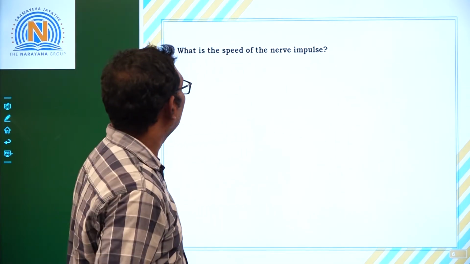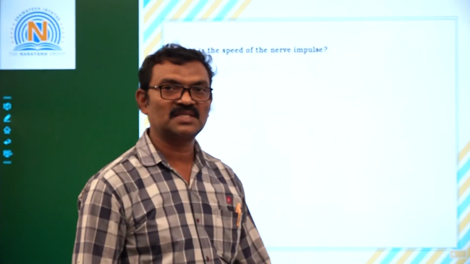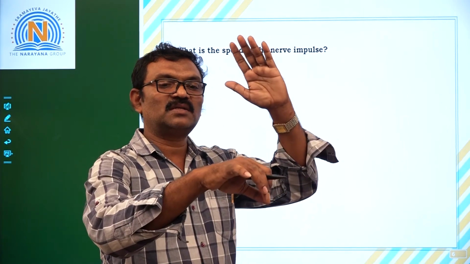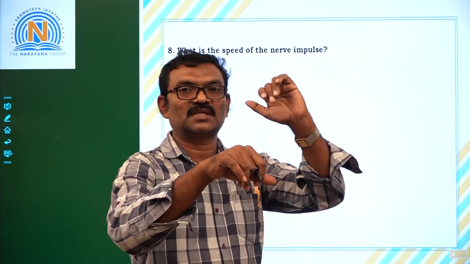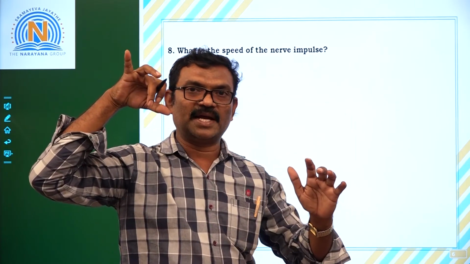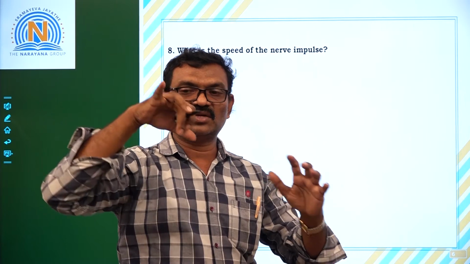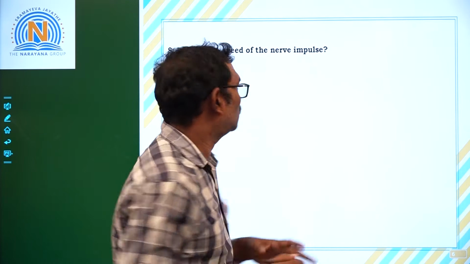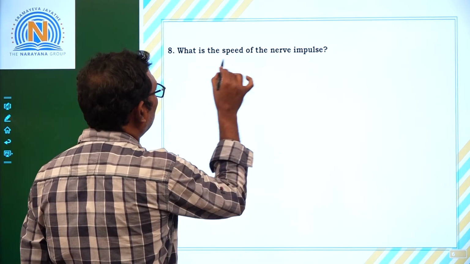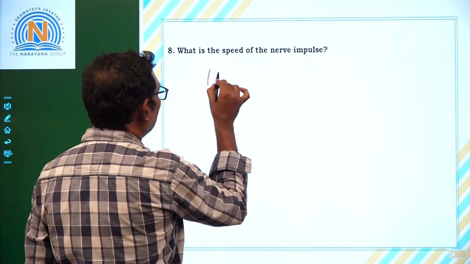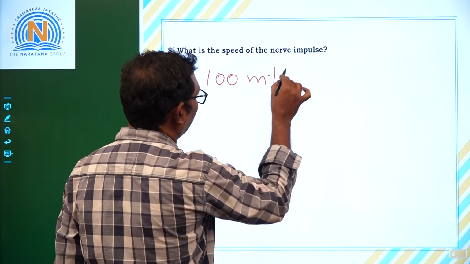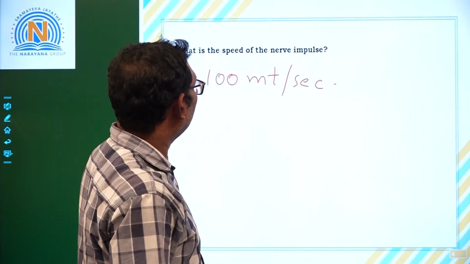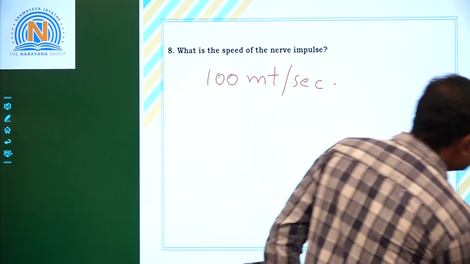Next, 8th question. What is the speed of the nerve impulse? Suppose my body received one stimulus. Then immediately I will take back my hand from the stimulus. So how much speed is it carried, that means from stimulus to response? The maximum speed of nerve impulse is 100 meters per second. 100 meters per second speed the nerve impulse is carried in our body.